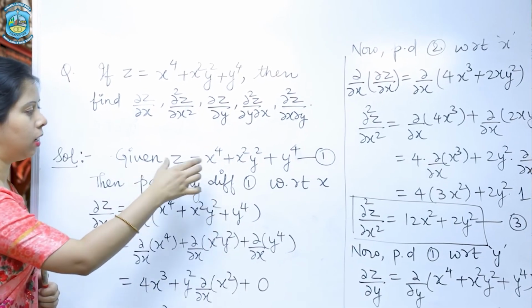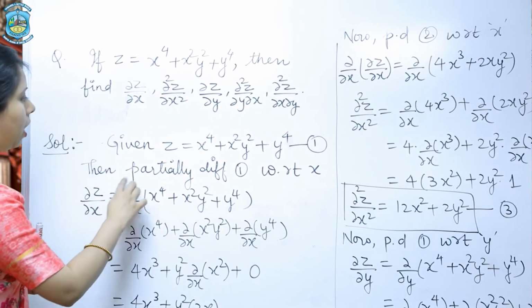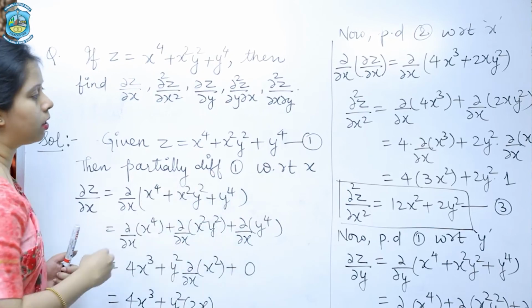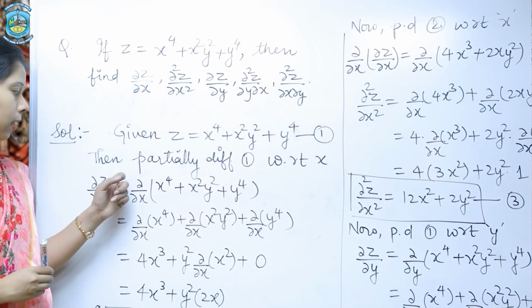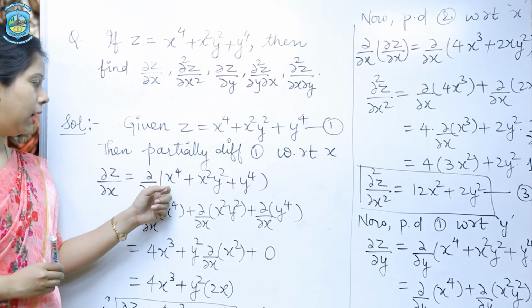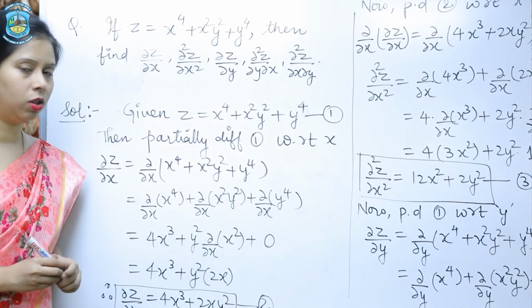So, the given function is, we have marked this as equation number 1. Now, partially differentiating 1 with respect to x on both the sides. So, we will get del z upon del x is equal to del upon del x of x raised to the power 4 plus x square into y square plus y raised to the power 4.